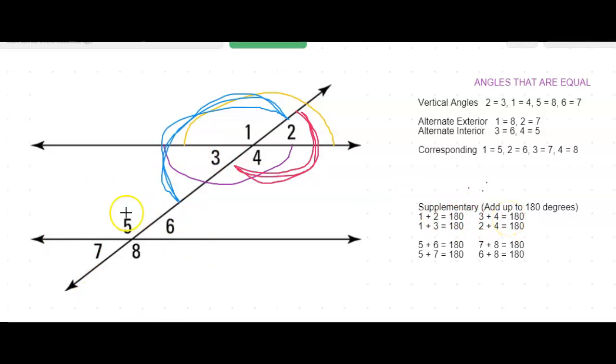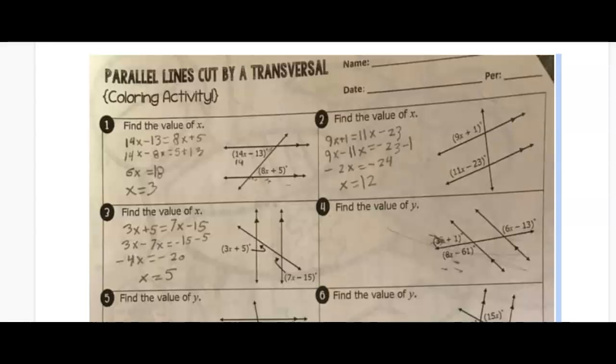And again, the same thing is true down here. If I'm looking across a straight line, these two angles add up to 180, like this and this. So that's going to come in handy on the worksheet as well. So I wanted you to have that frame there. We'll leave that and go back to this now.